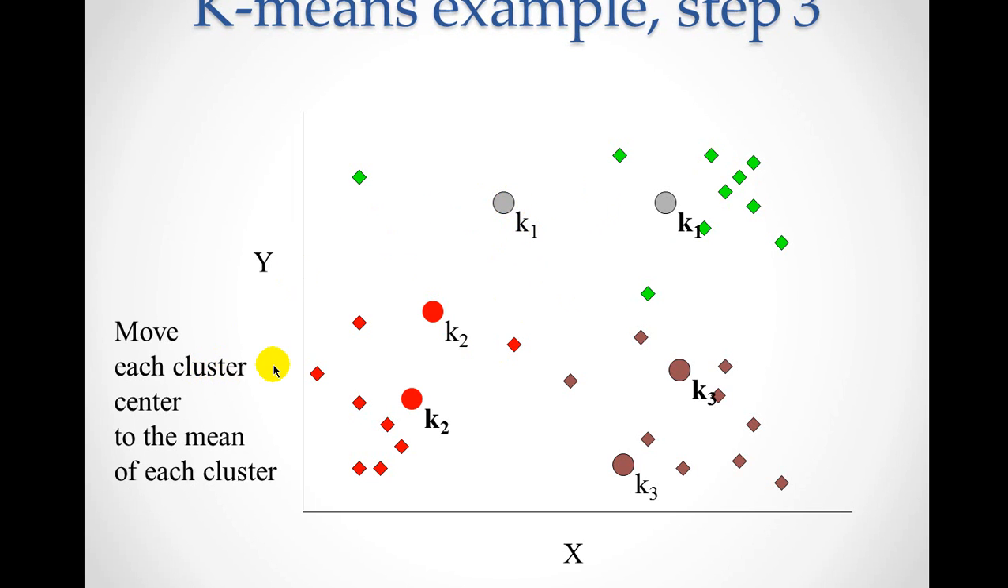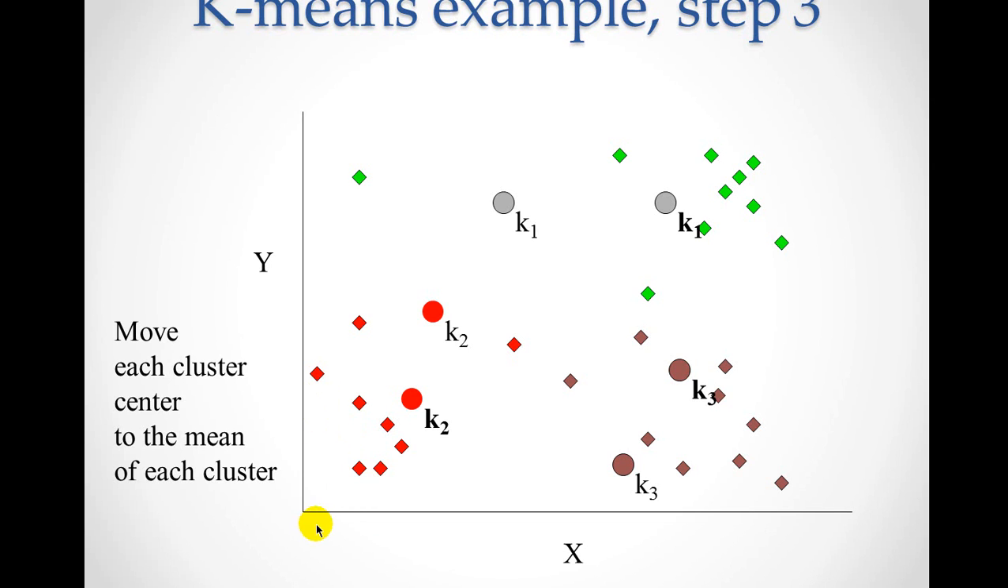Okay, next, we move each cluster center to the mean of each cluster. So this was the original one, but now, this is actually the mean of these red diamonds. What do I mean by that? Well, each one of these points has an x-coordinate, right? This has an x-coordinate, this has an x-coordinate. They all have x-coordinates. Here's the x-coordinate for this one, here's the x-coordinate for this one, here's the x-coordinate for this one.